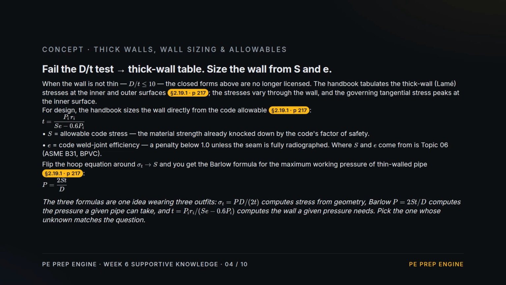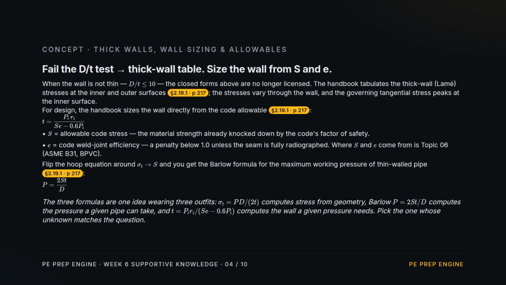When the wall is not thin, D over T at 10 or below, the closed forms lose their license. The handbook tabulates the thick wall stresses at the inner and outer surfaces. They vary through the wall, and the governing tangential stress peaks at the inner surface. For design, the wall thickness comes straight from the code allowable, PR over the quantity SE minus 0.6 P. S is the allowable code stress, strength already divided by the code's factor of safety, and E is the weld joint efficiency, a penalty on the seam. Where those numbers come from is the next topic.